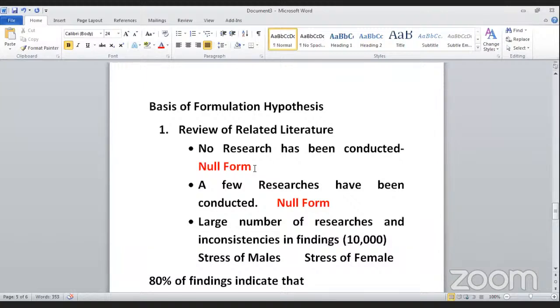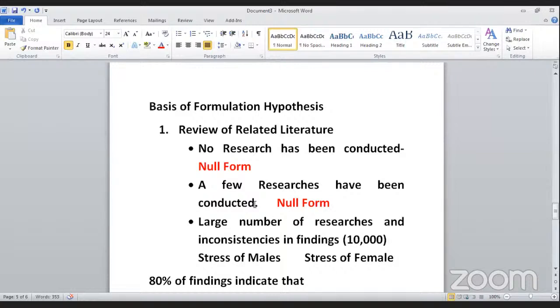If this situation does not happen, if you come across a few researches have been conducted, not large in number, a few, then again you cannot give a direction. It has to be again the null form. So when no research has been conducted or a few researches have been conducted, then hypothesis must be formulated in the null form. Whether you formulate a research hypothesis or a statistical or operational, it does not make a difference. But it has to be in the null form.